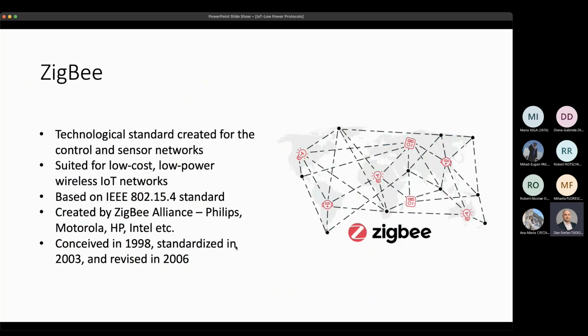Now, this was all about Bluetooth. Let's talk a bit more about other protocols. ZigBee is one of them. It's a technology standard created for the control of sensor networks. It's suited for, again, very low cost, low power wireless devices. It's even more low power in some instances than Bluetooth and Bluetooth Low Energy. At its core, it has the 802.15.4 standard, which was created by the ZigBee Alliance. Just like the Bluetooth Special Interest Group, an alliance of companies was created to specify the standard. In this alliance, you have Philips, Motorola, HP, Intel, and so on. It was conceived in '98, standardized in 2003 and revised in 2006.